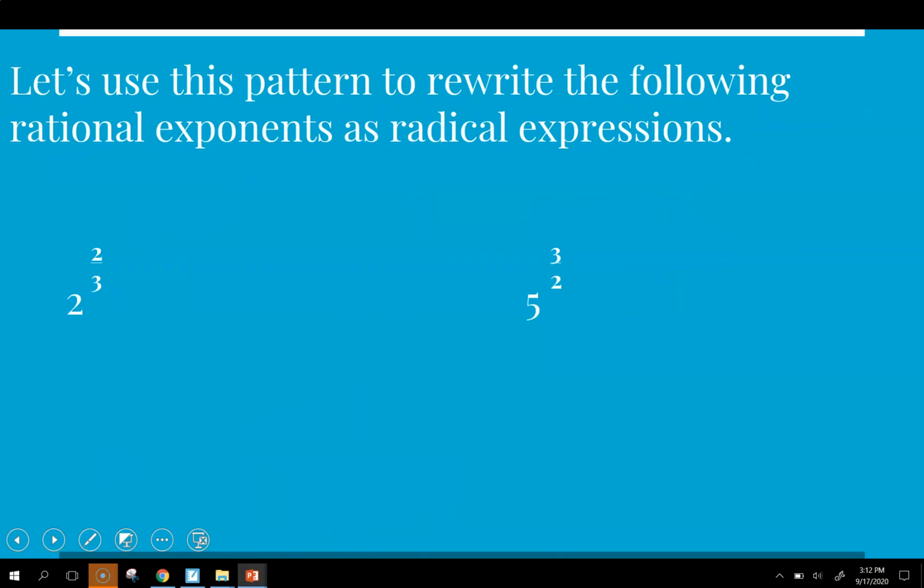So let's rewrite some of these. If I have 2 to the power of 2/3, I'm going to rewrite it. Well, I know there's going to be a 2 inside of my radicand because that's my base. My root comes from our denominator, our root on the bottom. So I have the third root, and the power of the whole expression, my power up in the sky, is going to be a square.